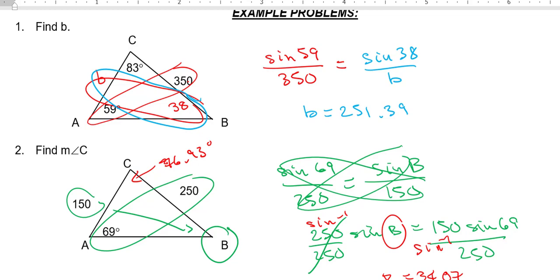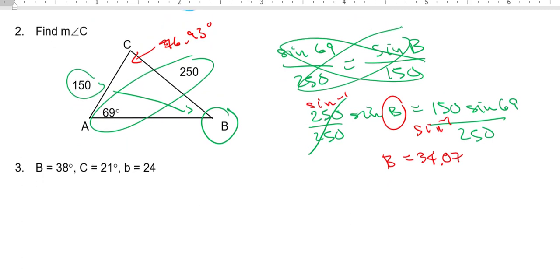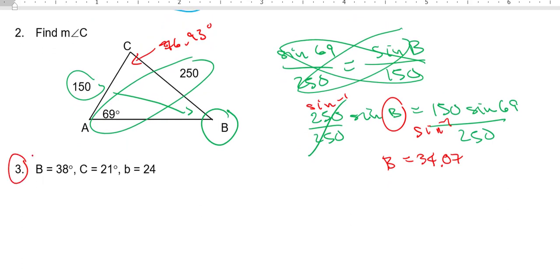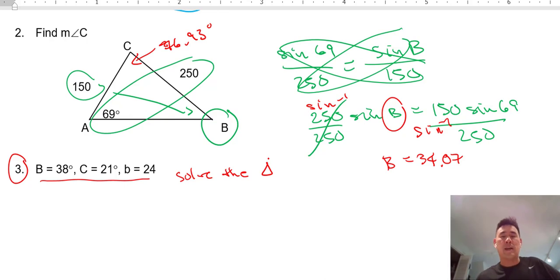Okay, and then just want to point out one thing down below. If it gives you something like this, that basically means solve the triangle. So use either law of sine or law of cosine to find all the rest of the angles, all the rest of the sides, whatever's left over. And that's it.